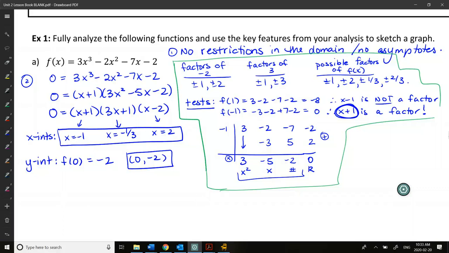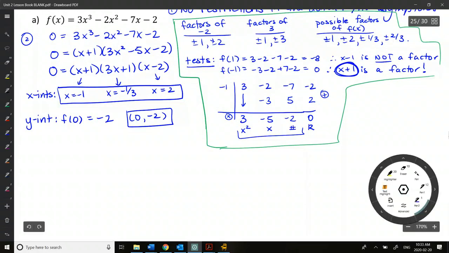Anita? If there's no coefficient, would you just use the factors? If the leading coefficient is equal to 1, you'll just use the factors of the constant. Yeah. Good question. Okay, let's go on to part 3 here.